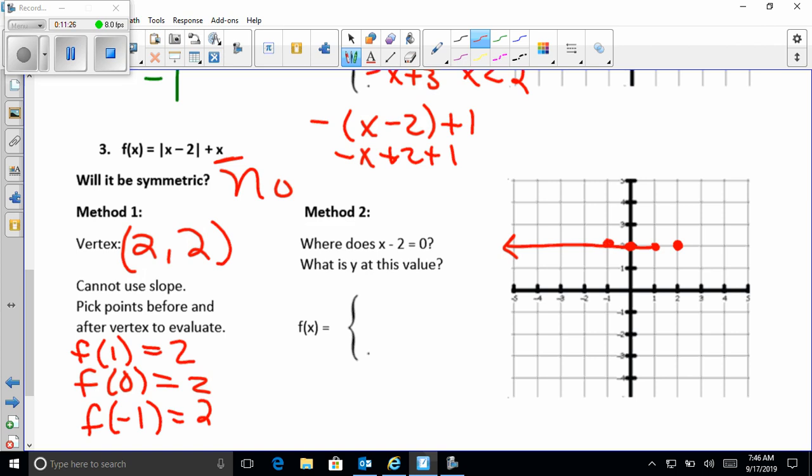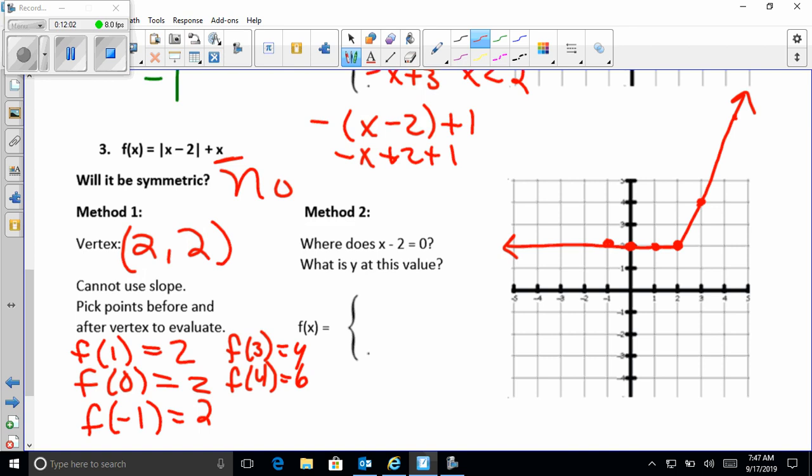Now I've got to look at what it's going to look like on the other side of that vertex. So for numbers bigger than that x, f of 3. If I plug in that, I get 4. And if I plug in f of 4, I'm getting 6. So it's going to be opposite. So that method you could still do, you just have to do some test points, maybe not the most efficient method.